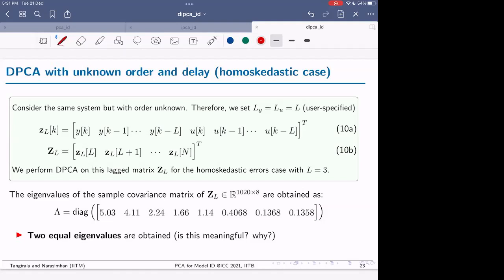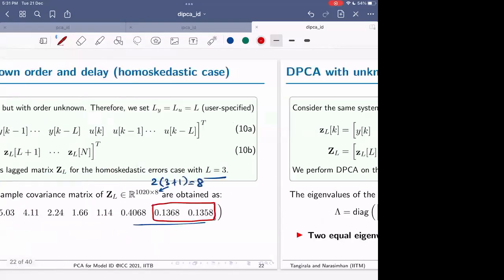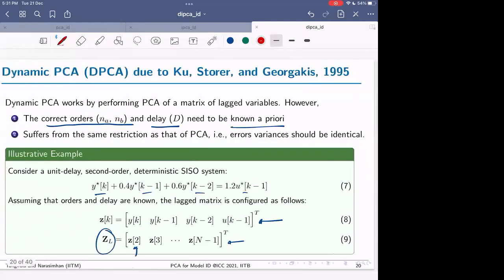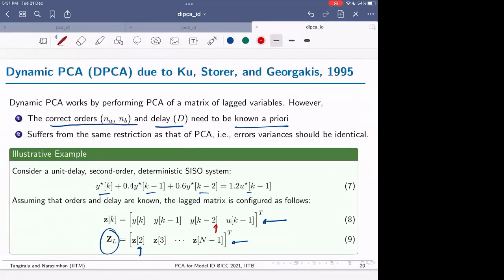What should have been the choices that we should have made? If you go back, we should have actually chosen L equals 2 at the max. I mean, minimum, of course, but that is the one that we should have chosen. Now that we have chosen L equals 3, what happens is as follows.